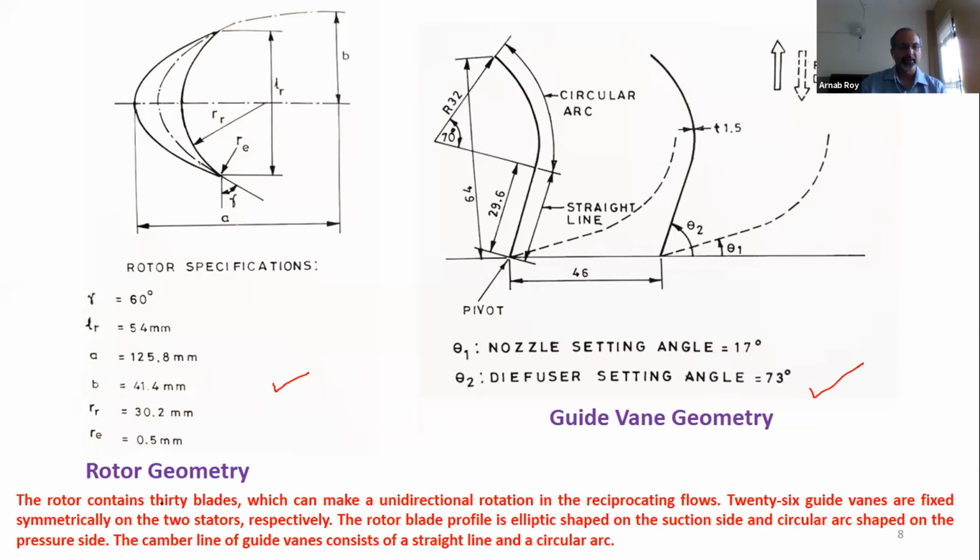And the rotor had about 30 blades in this design. We made another where there were more blades, about 50, and 26 guide vanes on two sides of the rotor. The rotor blade profile is elliptic shaped on the suction side and circular arc shaped on the pressure side. And the camber line of the guide vanes consists of a straight line and a circular arc. Additionally, you can see that depending on the flow direction, they take different orientations.